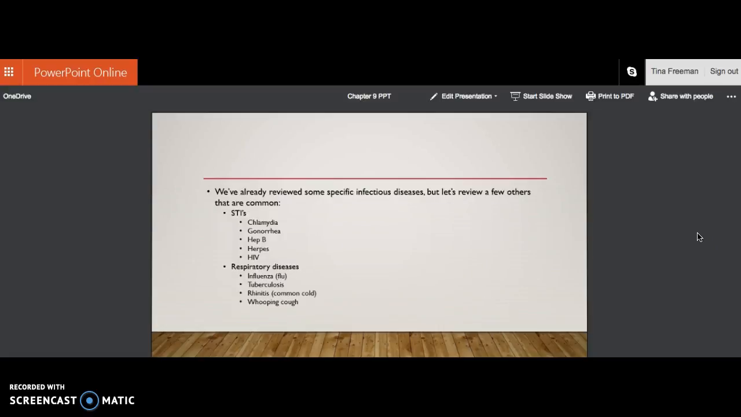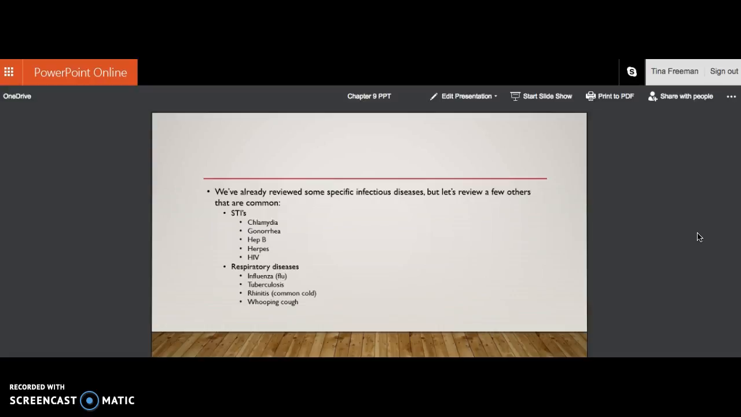So we've had some discussion about some infectious diseases, but let's just review a few more that are common. And of course, we have to cover STIs. Unfortunately, they are still very common in our society, as well as those in developing countries. So those include chlamydia, gonorrhea, hepatitis B, herpes, and HIV/AIDS.